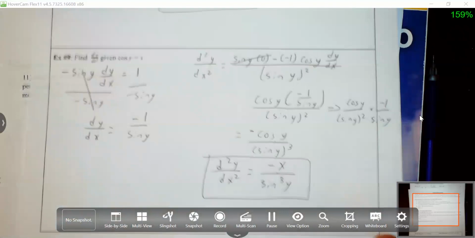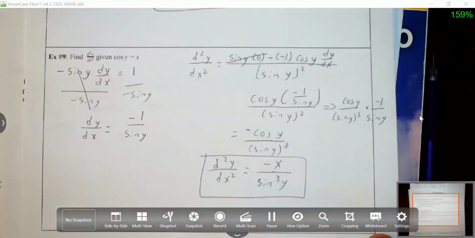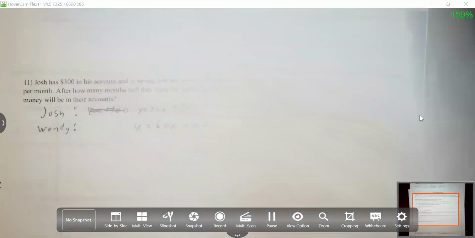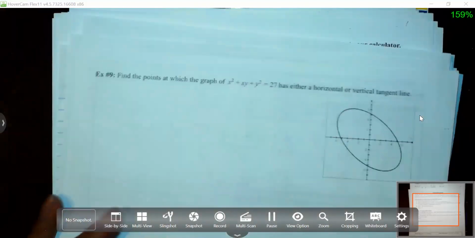Okay, last problem. Find the points at which the graph of x squared plus xy plus y squared equals 27 has either a horizontal or vertical tangent line. Okay, so we want tangent lines, so obviously we're going to take the derivative. So let's go ahead and take the derivative of this.